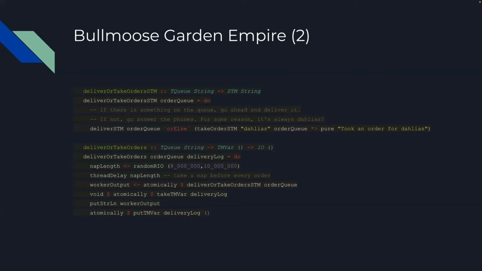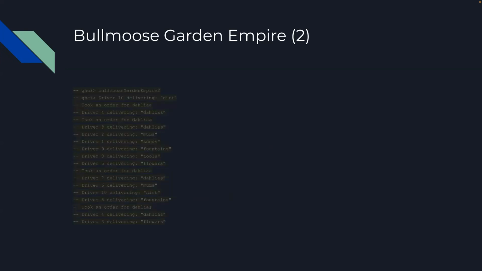So deliver or take orders is the IO action of this. Same kind of thing. We're just going to sleep randomly between things that we're doing to prove that there's no race conditions here. We'll go ahead and just keep running that atomically and still logging the output, like the normal delivery threads. And again, it works. You can see, immediately we'll get the dahlias that are only coming from this thread, instead of the hard-coded list from the other ones. And everything continues on nicely.